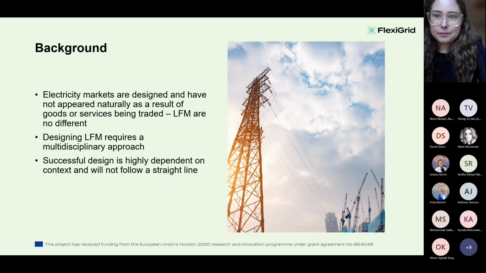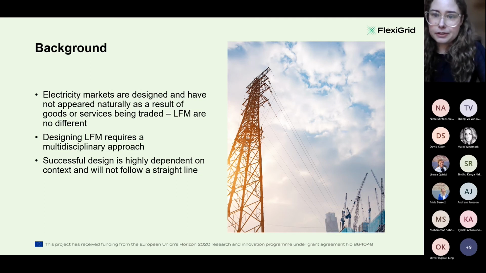So some background. Most markets that we have around us have somehow appeared naturally from someone needing something that someone else has and making a deal based on that. So it's demand, supply, and probably some competition in the end. Electricity markets are a bit different because they are designed, and we also have quite a few complicating factors, such as the regulated electricity distribution run by natural monopolies and so on.